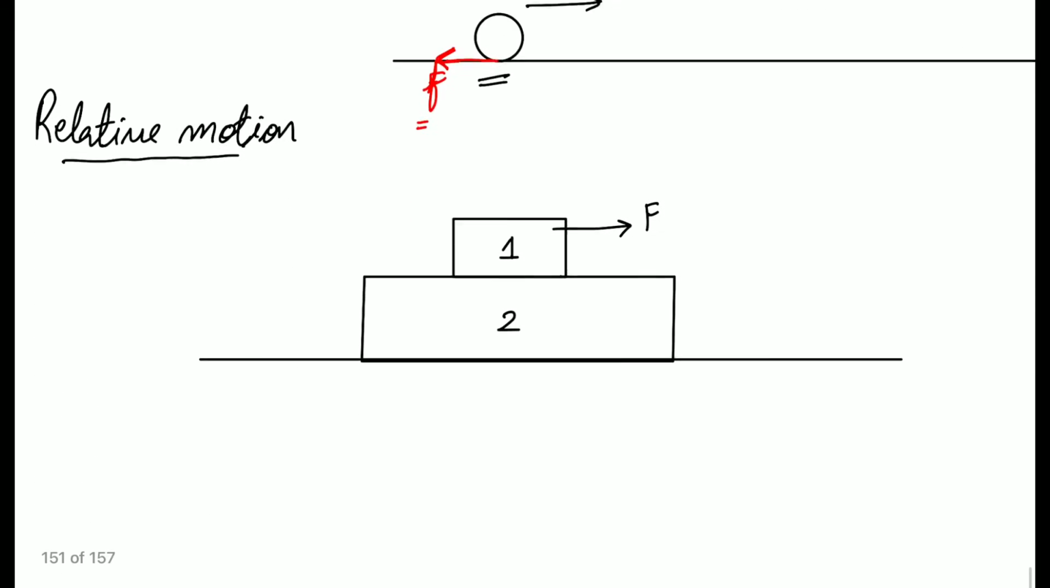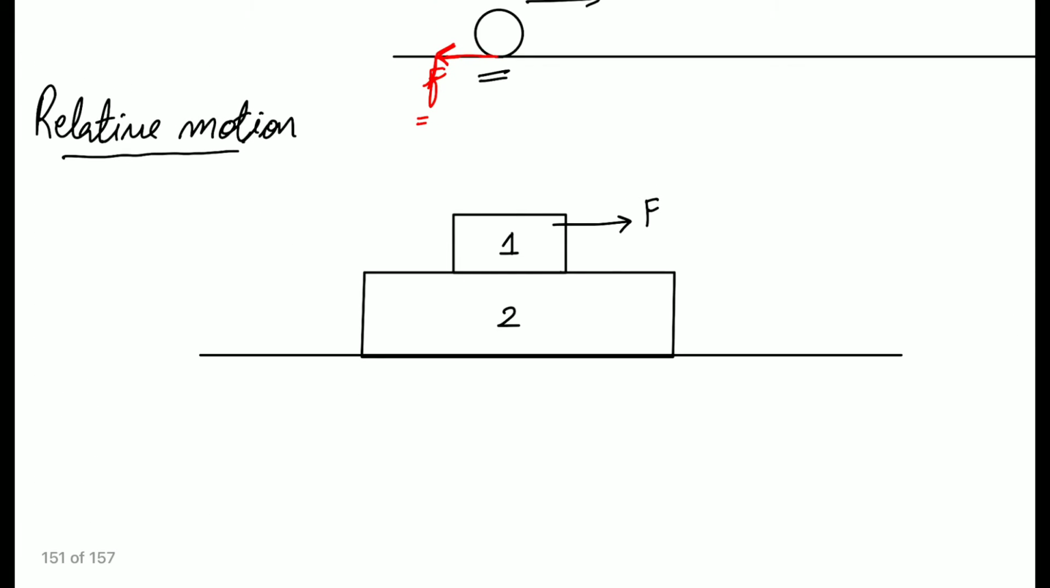So this is your frictional force which is acting tangentially along the contact, right? Okay, now let's try to understand what we mean by relative motion here. Let's say I have one block, number one block, and number two block, right? And let's say somebody is applying some force F on your number one block, and because of that force F, block 1 is moving with some acceleration a, right?